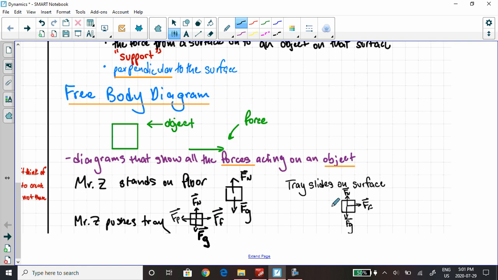How about the tray slides on the surface? I'm no longer pushing it. I pushed it a while ago and now it's sliding on its own. Well, there you have it. Normal force, it's still on the surface. There's still a force of gravity acting on it, and friction, because eventually it will come to a stop. The slide will stop, and we're on the planet Earth, so there's a force of gravity. So look, I've drawn the three arrows with their directions, and each of them is labeled.